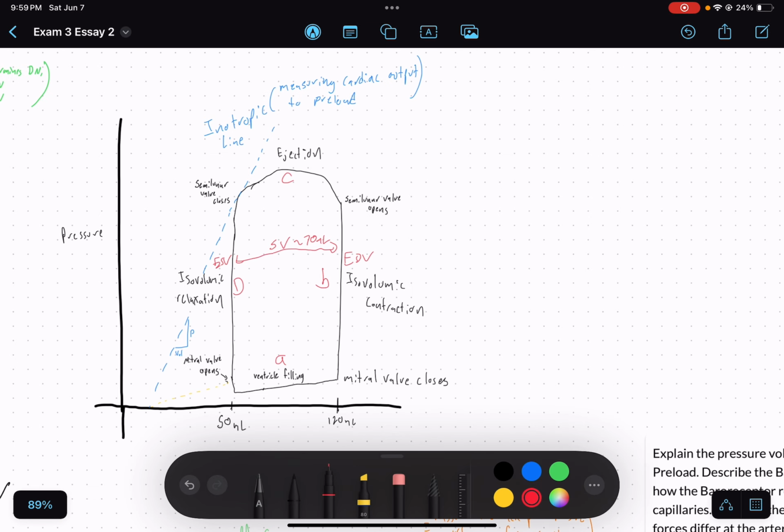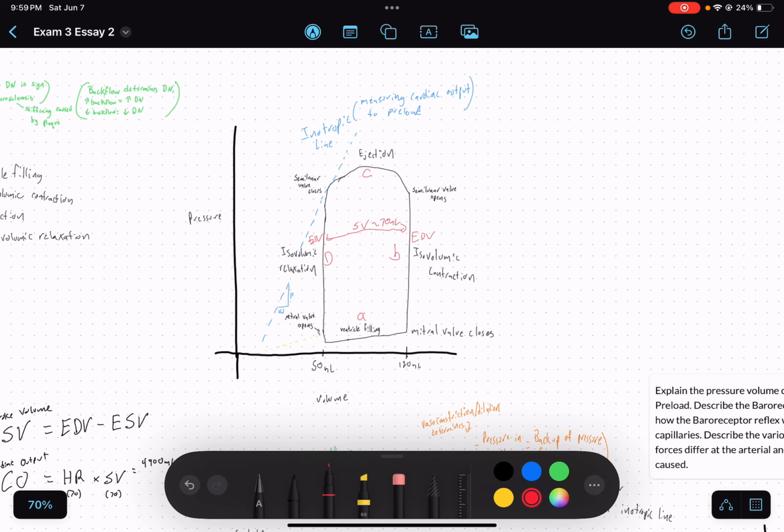And just talking a little bit about the inotropic line, that's the contractile strength of the heart independent of preload. And we know that as inotropy increases, so does the stroke volume. And we'll see a little bit more about that here in just a minute.